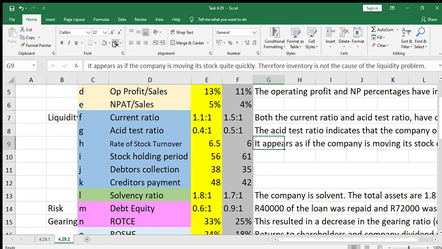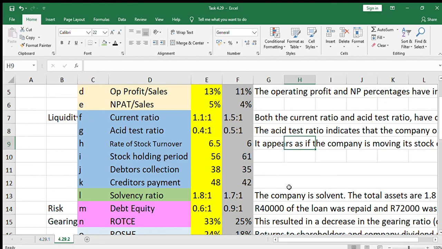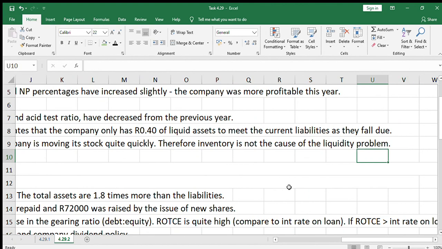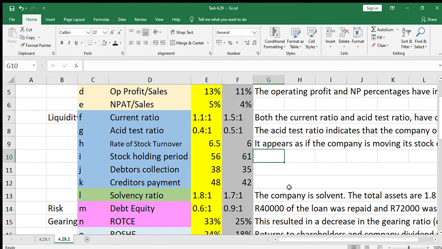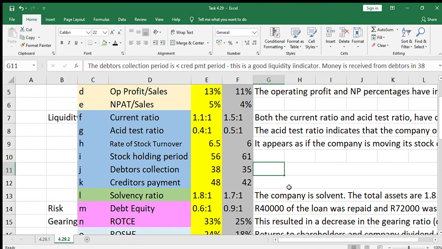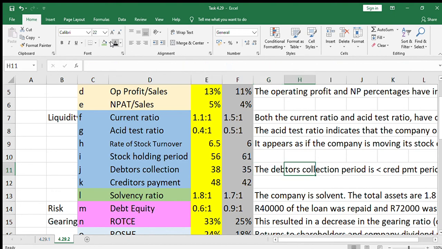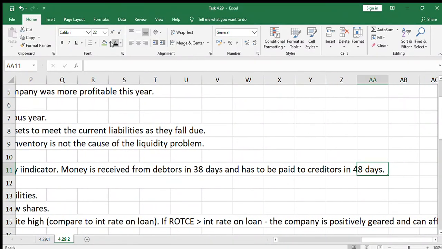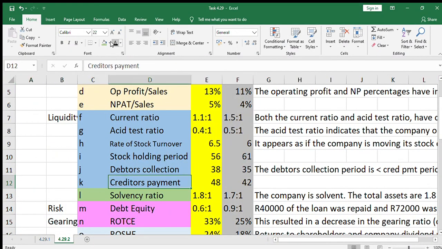Okay, so the rate of stock turnover, it appears that the company is moving its stock quite quickly. Therefore, inventory is not the cause of the liquidity problem. The stock holding period is relating to that. The debtors collection period is less than the creditors payment period. So this is a good liquidity indicator. Money is received from debtors in 38 days, and it can then be used to pay the creditors in 48 days.